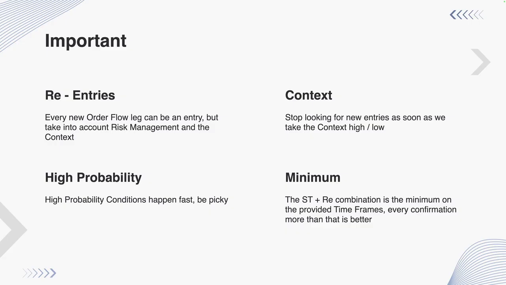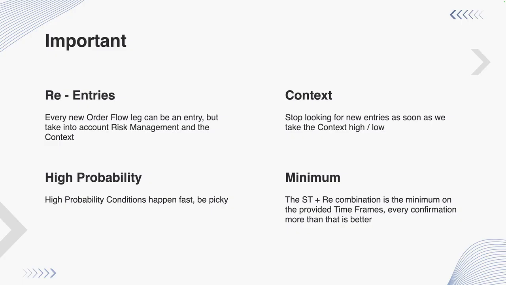So again, if you're looking at a 15-minute ST plus RE, plus RE, plus RE, that is higher probability, of course, than the ST plus RE. The ST plus REs that I provided right there and the time frames for the order flow entries are again the minimum, like we already discussed. So don't go below that, but you can definitely go above that. You can definitely require more.